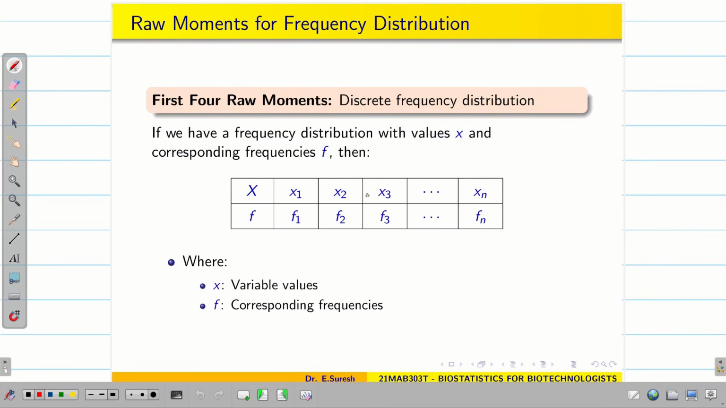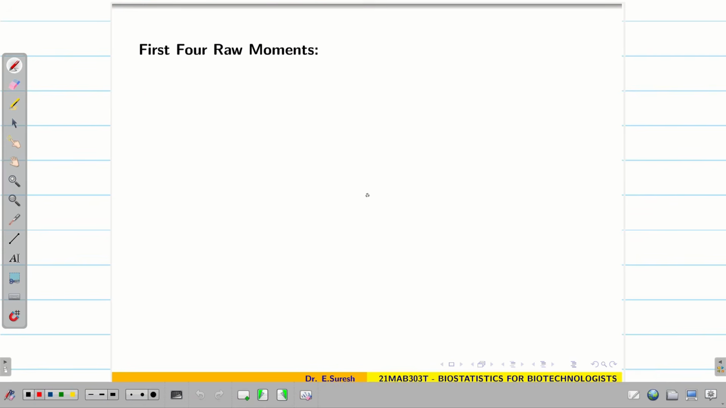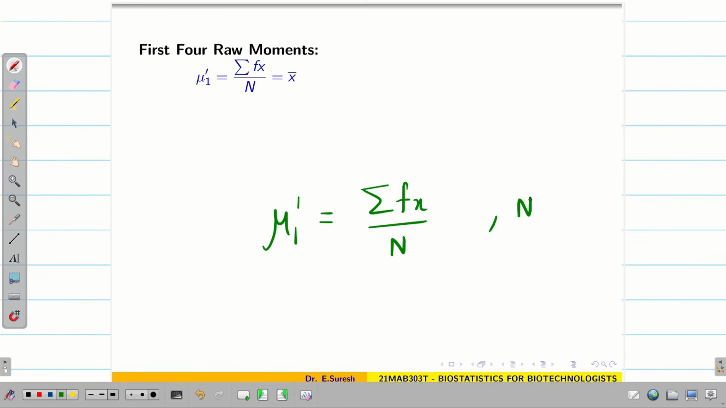Now, for the discrete frequencies, let us see the formula for raw moments. The formula for raw moments in general is mu r dash, but from our problem point of view, we need mu1 dash, mu2 dash, mu3 dash and mu4 dash. We are going to write up to 4. So mu1 dash is equal to summation fx divided by capital N. We know that capital N is the sum of frequencies. This is nothing but my mean.